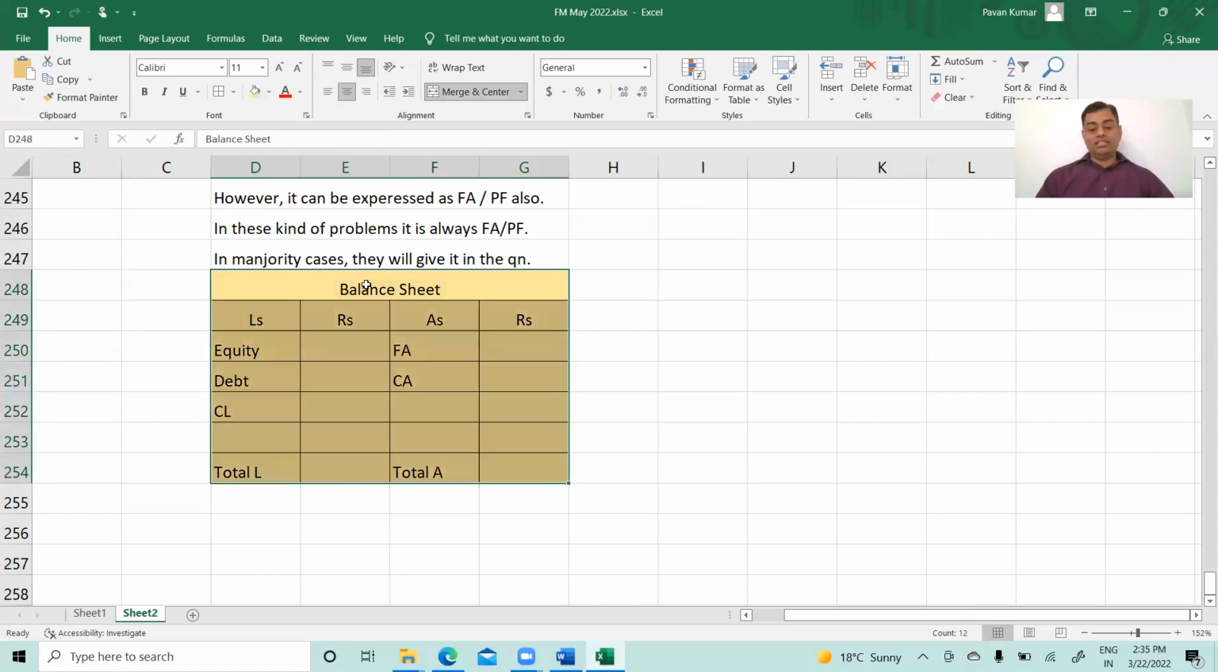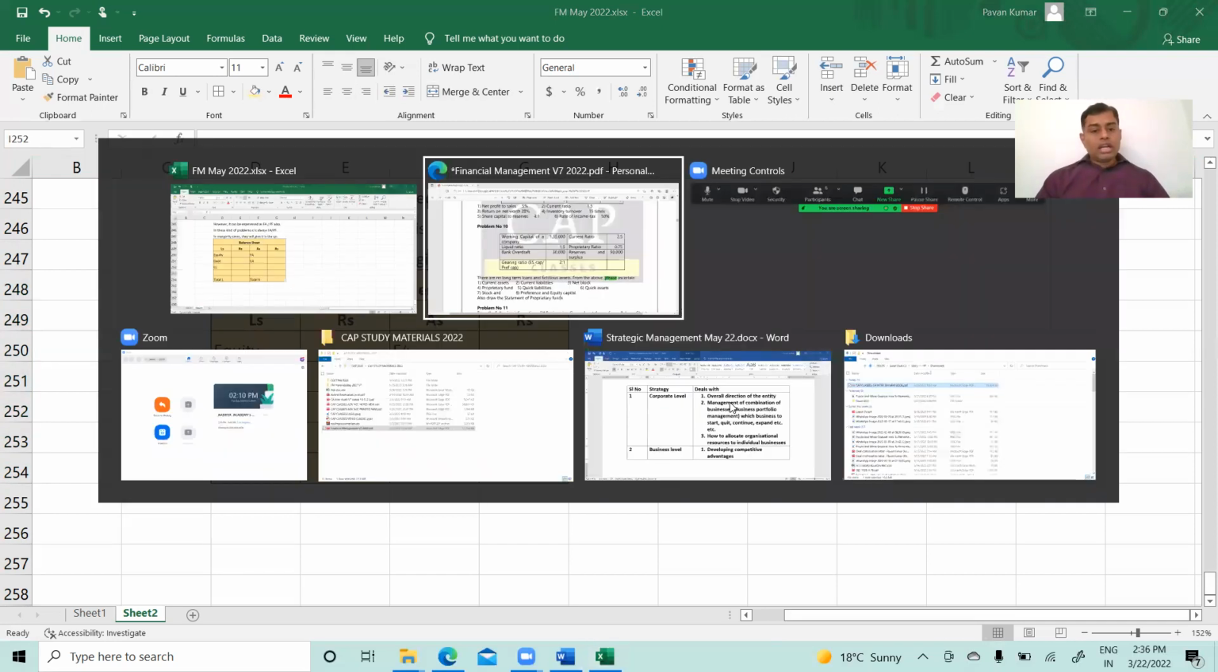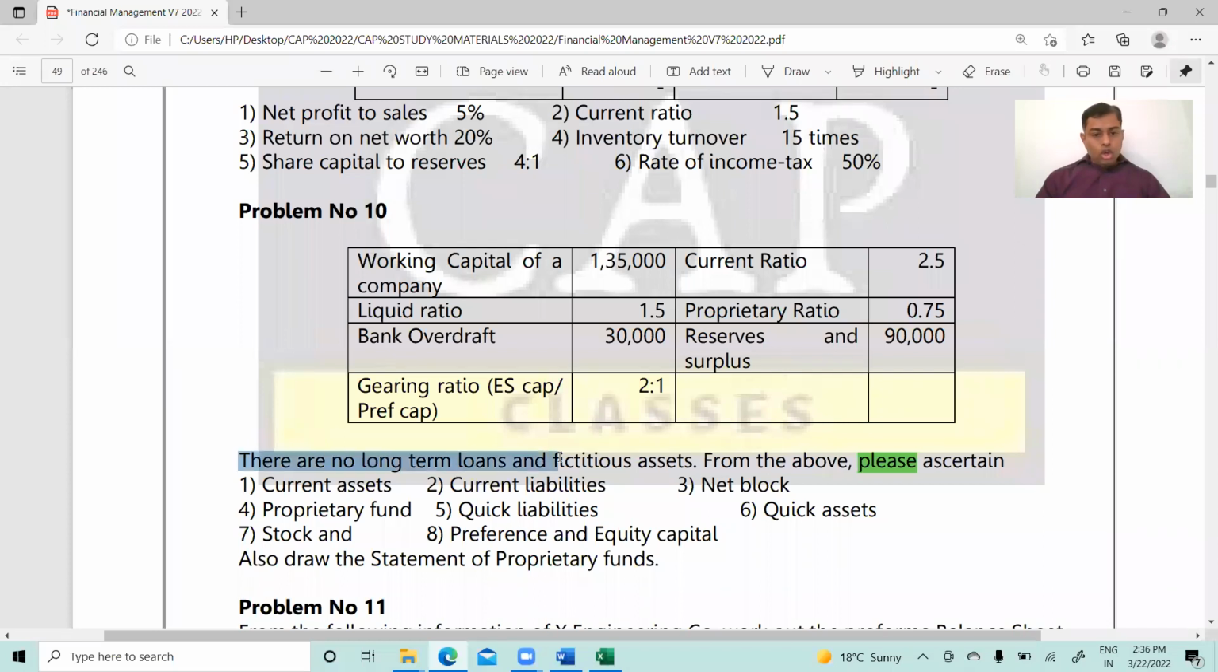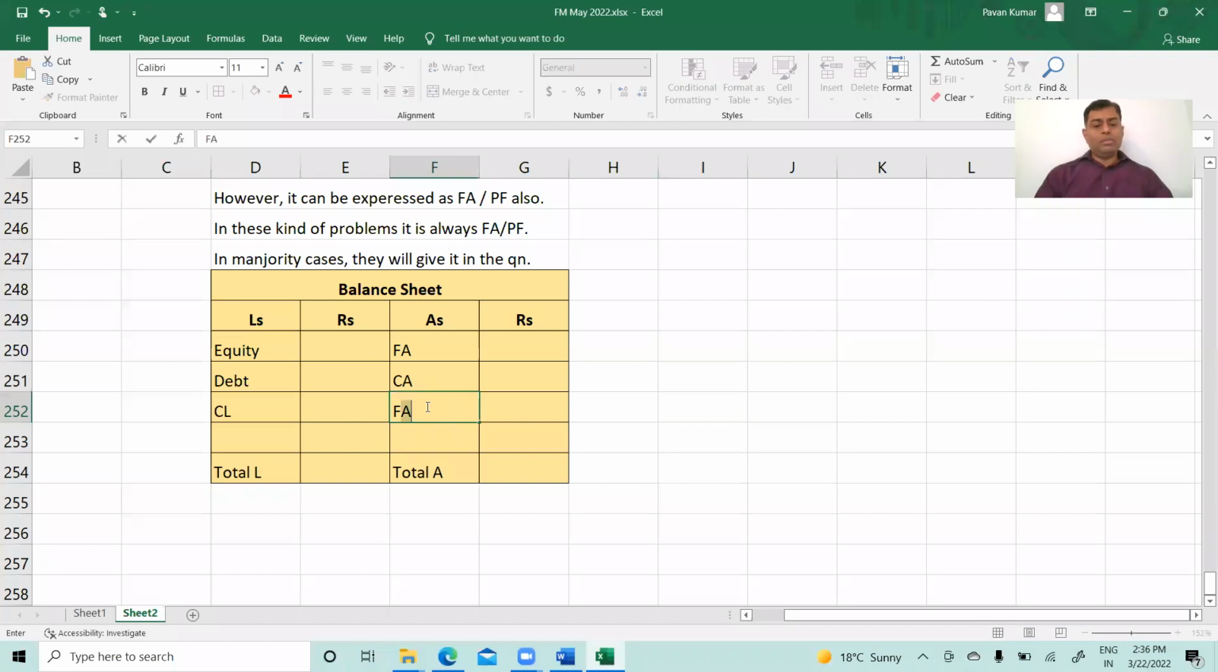So this is our balance sheet. Now come to this line. There are no long-term loans and fictitious assets. If fictitious assets are there, they will be here. But now after the 2013 Companies Act, there cannot be fictitious assets. So they said there is no fictitious asset. Very good. So they asked me to put 0 in one column. You tell me where I need to put 0. Debt. Debt is 0. So this is my balance sheet.